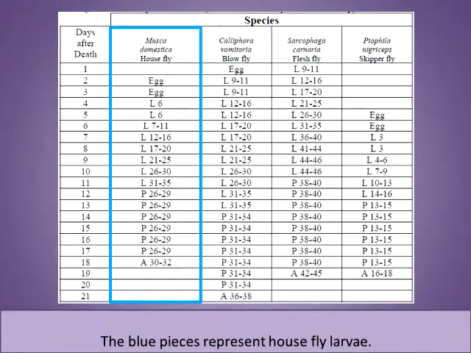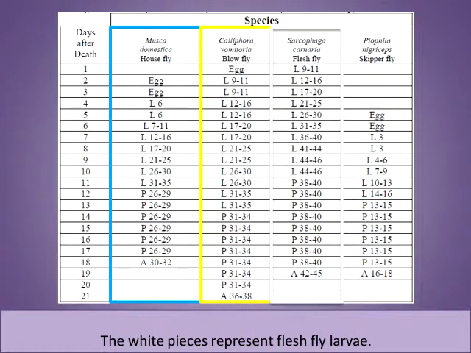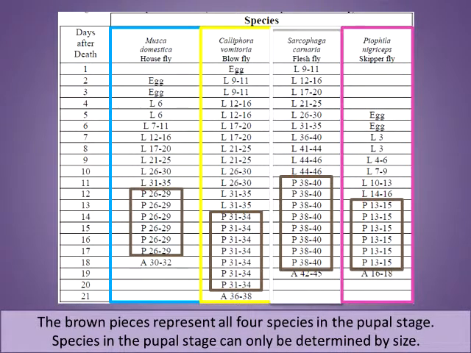The blue pieces represent housefly larvae. The yellow pieces represent blowfly larvae. The white pieces represent fleshfly larvae. The pink pieces represent skipperfly larvae. The brown pieces represent all 4 species in the pupal stage. Species in the pupal stage can only be determined by size.